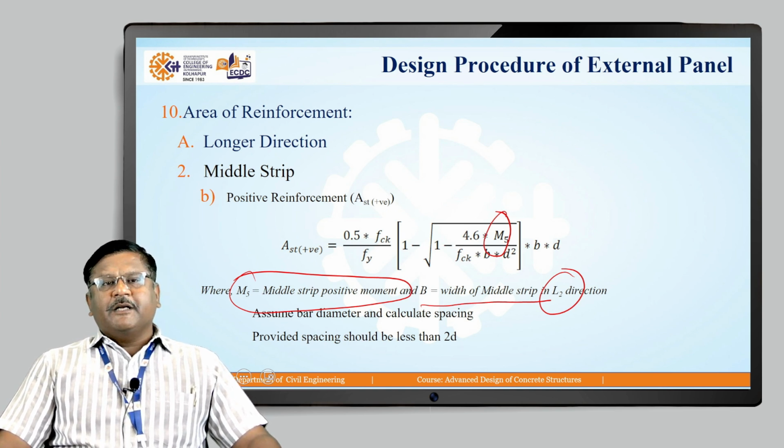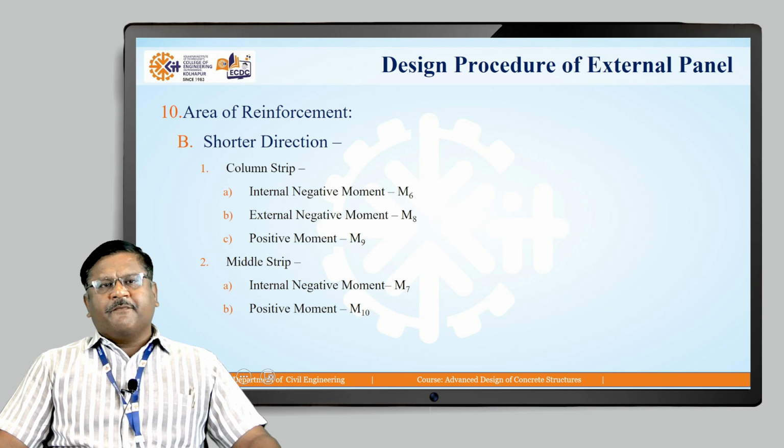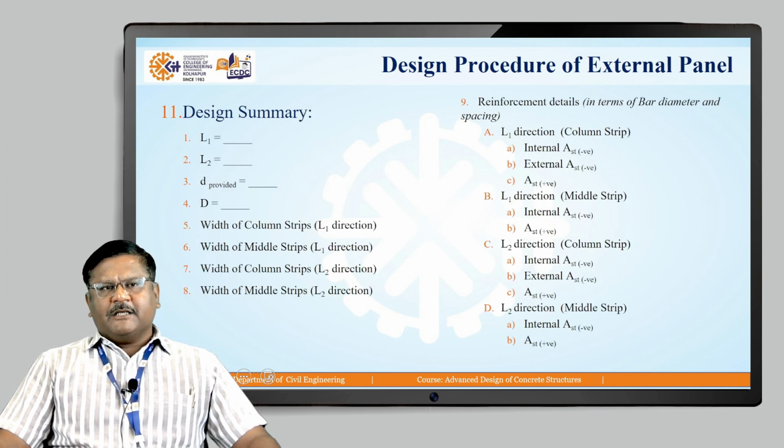Now, we are going to repeat the same procedure for shorter direction. If the slab is square slab, then calculate the steel for single one direction and repeat the same in the another direction. But if the slab is rectangular, you want to repeat the same procedure for shorter direction steel also. And then last but not least, the step is design summary.